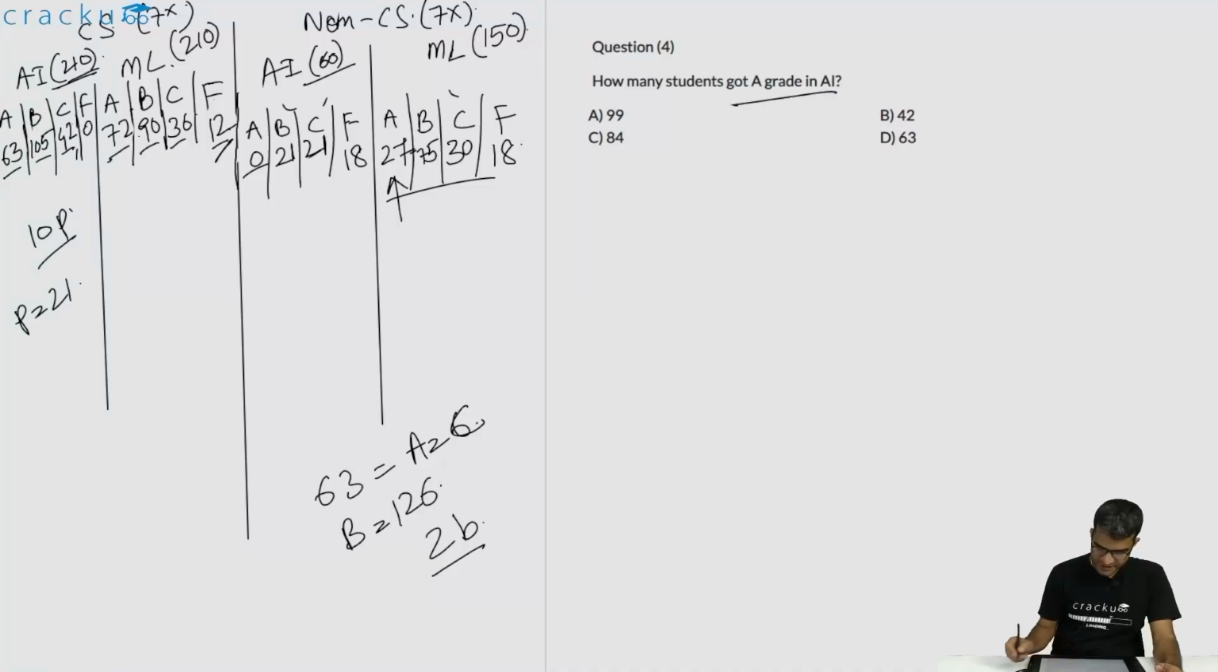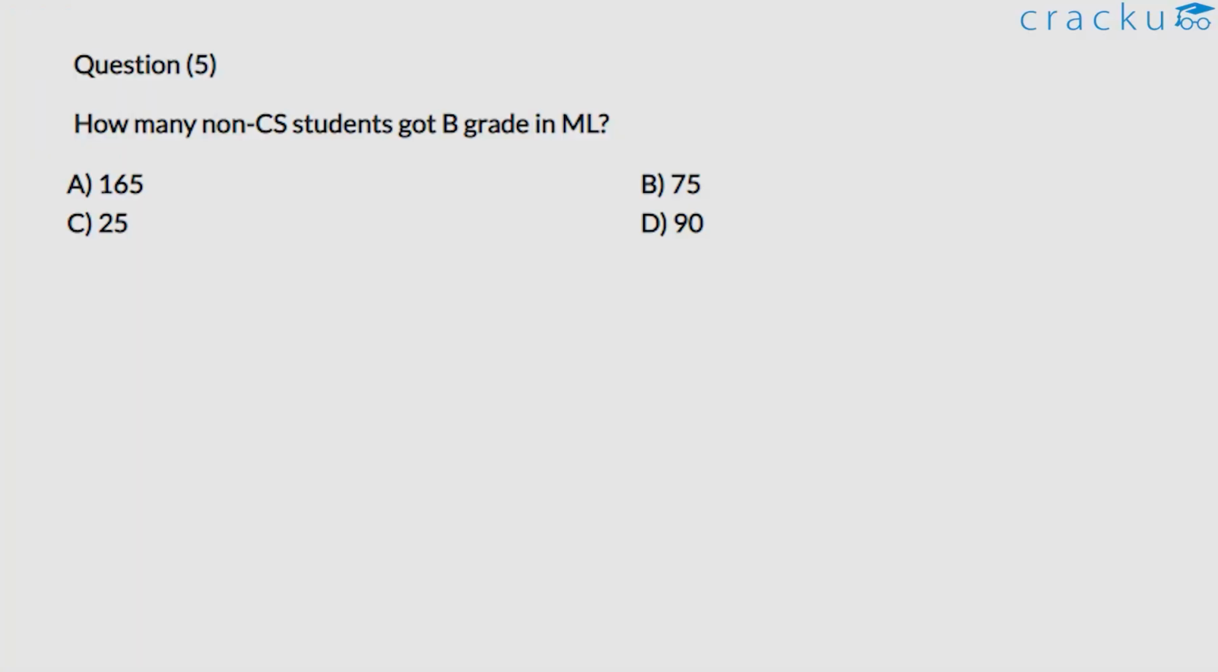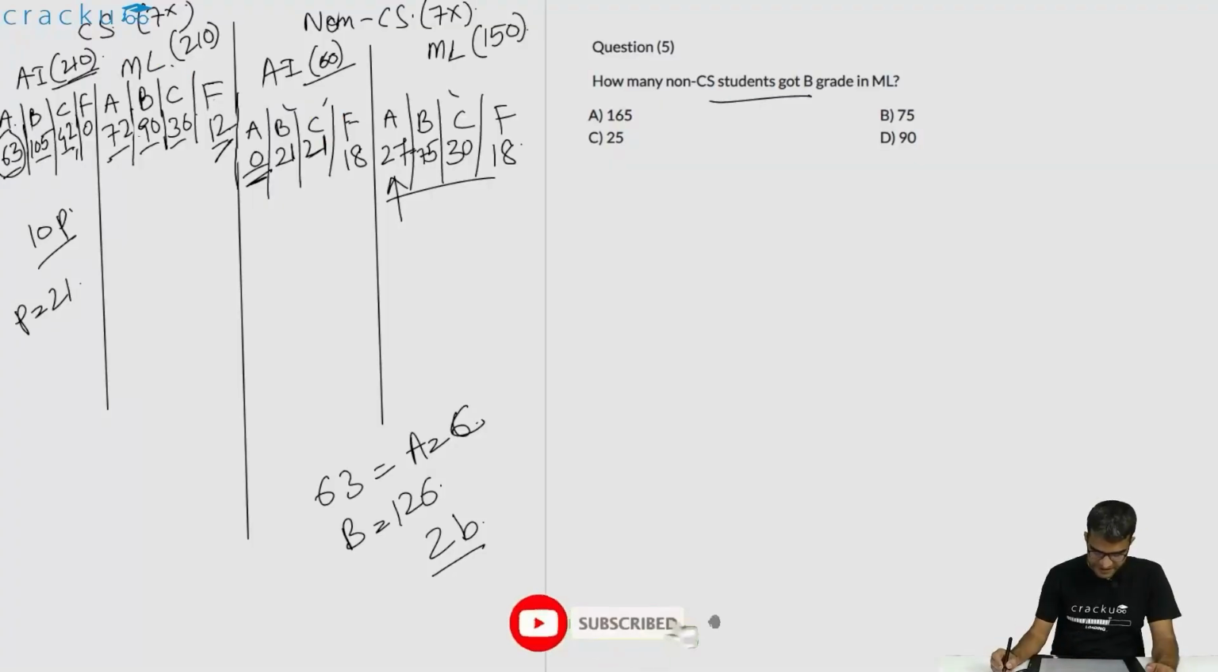How many students got A grade in AI? The number of students who got A grade in AI is 63, because this is 0. So 63 plus 0 is 63. How many non-CS students got B grade in ML? That is equal to 75.